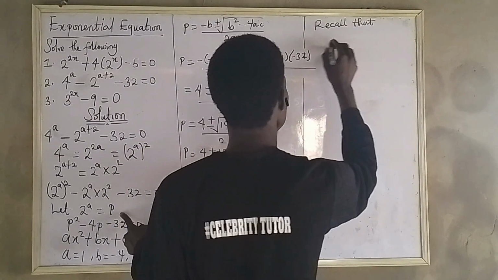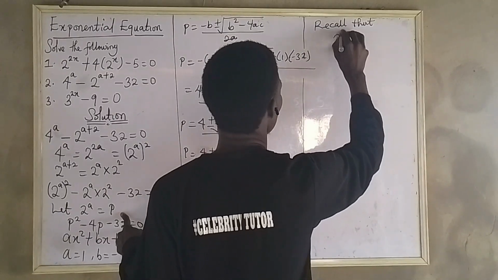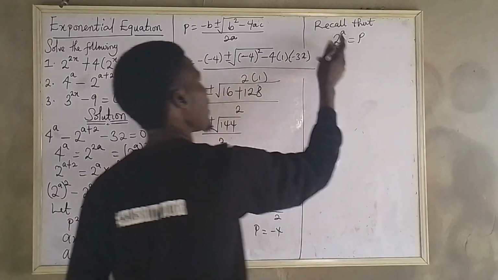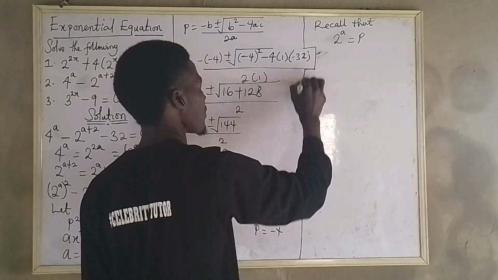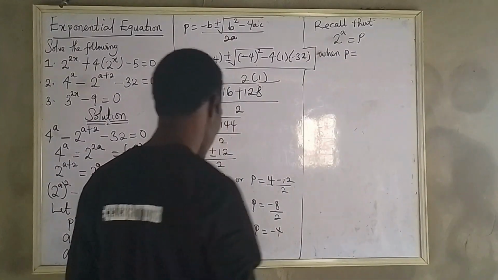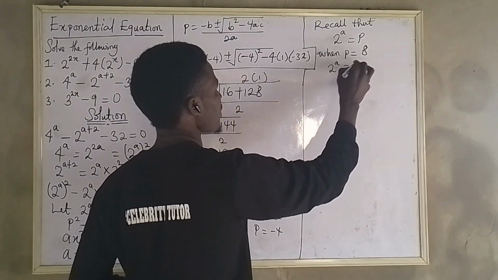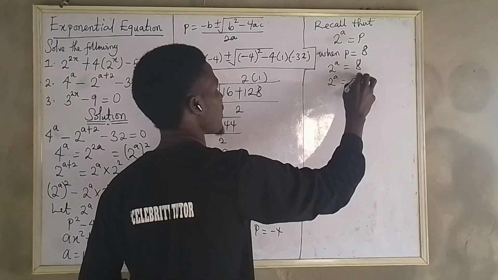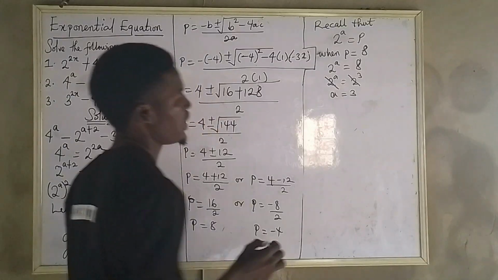You can see that P is equal to what? Recall that 2 raised to power A is equal to P. So when P is equal to 8, we have 2 raised to power A equal to 8. That will be 2 raised to power A equal to 2 raised to power 3. This cancels this, so A is equal to 3. Are you seeing that now?